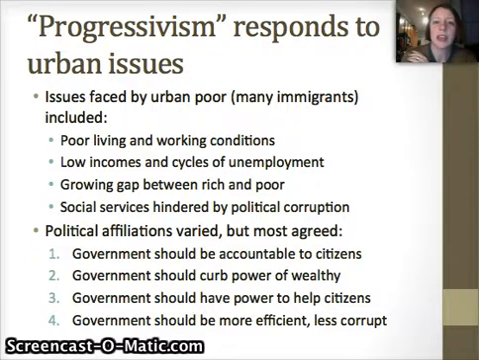It's not really a movement that is looking at the country, at the farmers, and we'll get more to the movement that really focuses on them later in class. But progressivism is really focused on issues that affect the urban poor, many of whom are immigrants during this time.